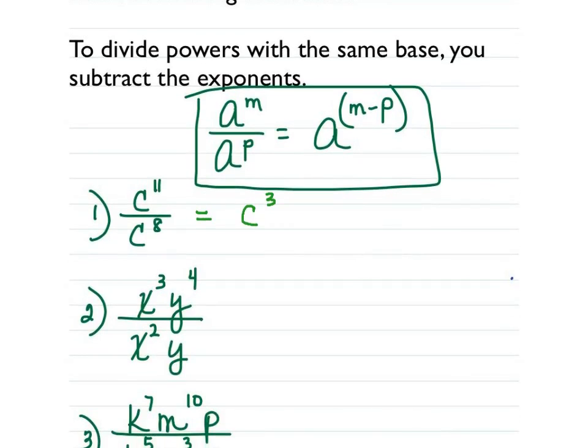x cubed y to the 4th divided by x squared y equals, let's divide our x's first. X cubed divided by x squared is x to the 1st power, or just plain x. Y to the 4th divided by y to the 1st power. Let's recall that every variable has an exponent. Y to the 4th divided by y to the 1st would be y cubed.